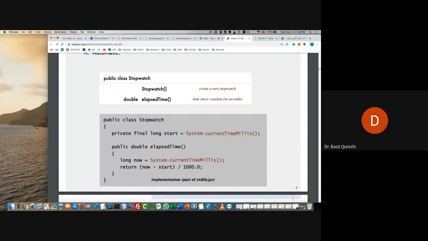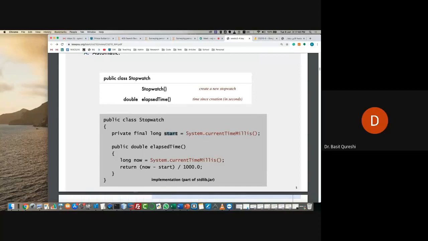If you say system.currentTimeMillis, it's going to give you a long value. That's the current time. If I want to find how long the program took, when the program starts, we can call this method. Make this call, it's going to give you a value. We store this in start.